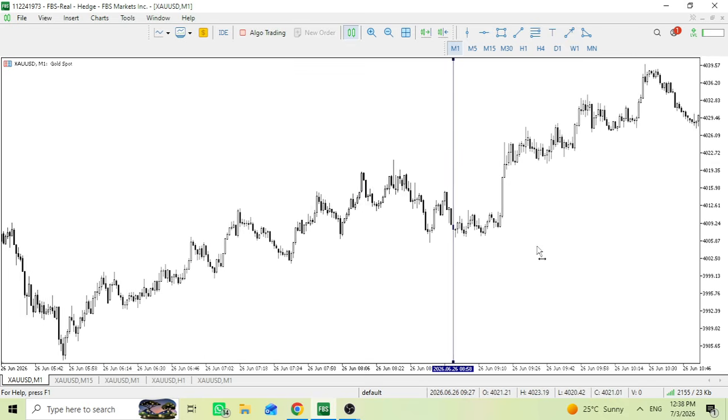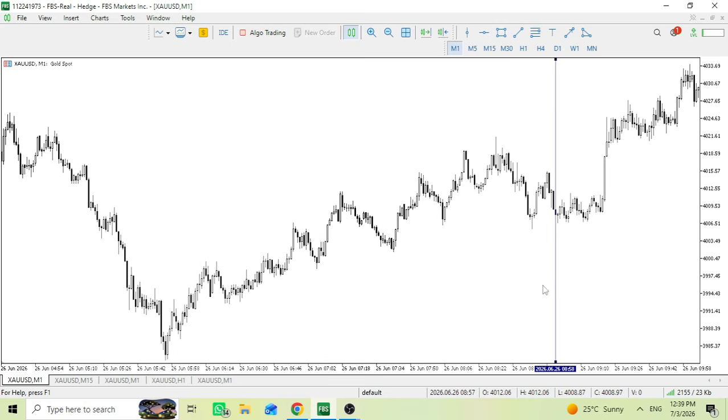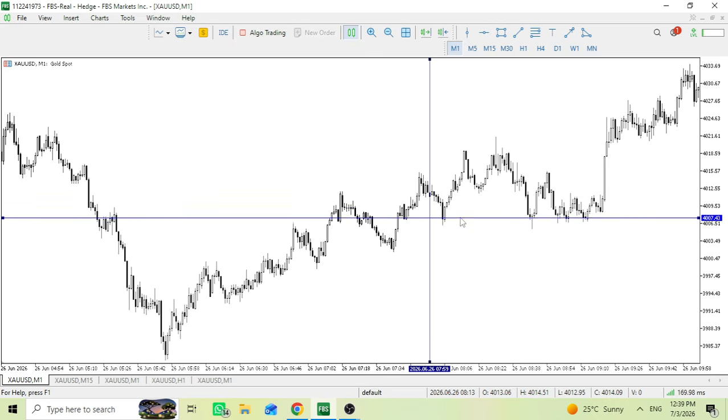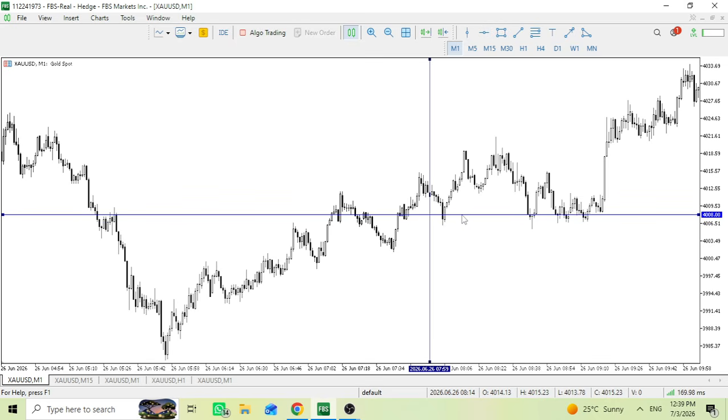Now that 4-hour candle closed where? Here, 7:59, around here. Then I will label 4008.94.